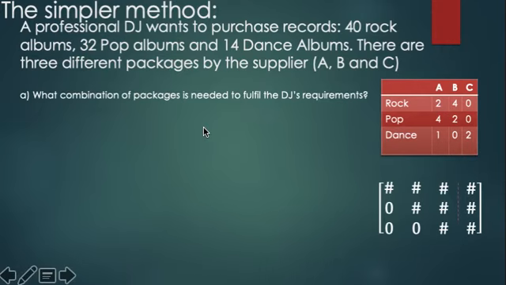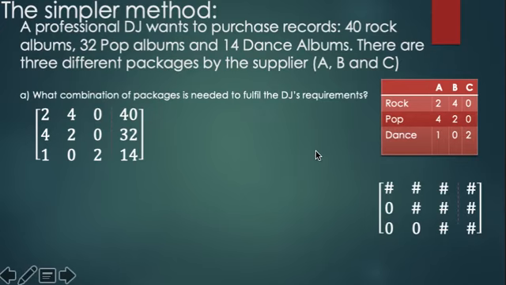We've got a professional DJ who wants to purchase some records. We've got 40 rock albums, 32 pop albums, 14 dance, and there are some packages. In the A package, you can buy 2 rock, 4 pop, and 1 dance. That's the B package, that's the C package. So we need to find some kind of combination. So put these in: the rock has to total 40, the pop has to equal 32, and the dance has to equal 14. Make sure you agree with where I've got those values from.